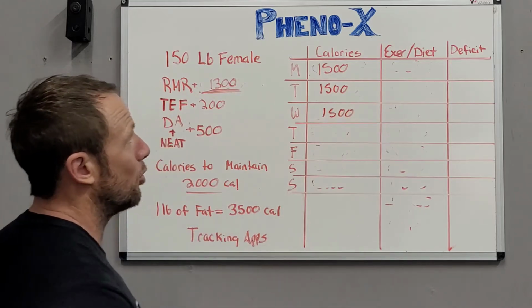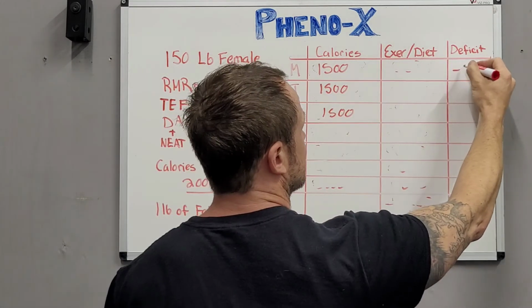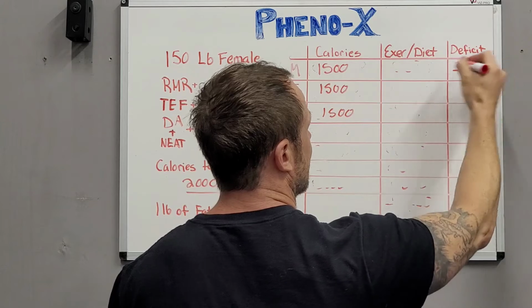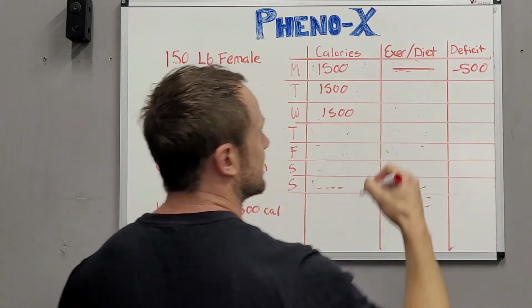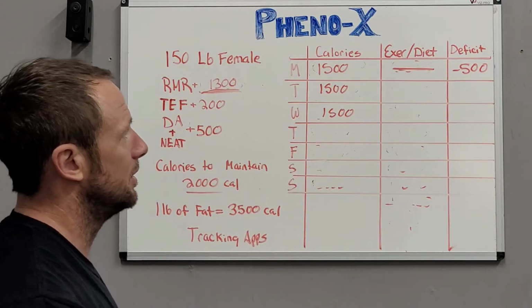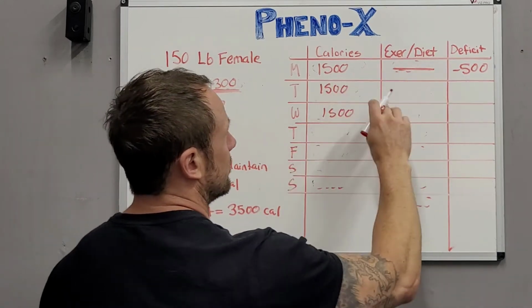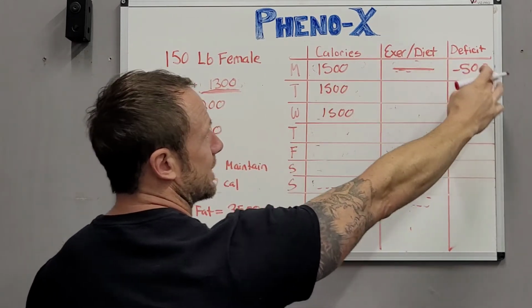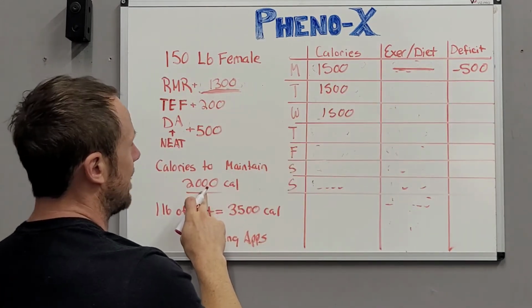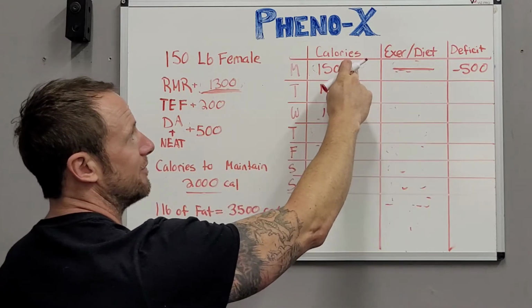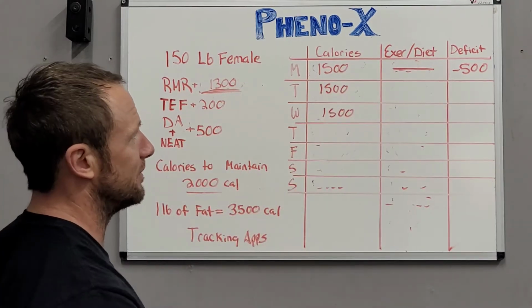I think you guys get the point. That creates a deficit of 500 calories for the day. We did not exercise. Let's say you cannot, for some reason, you still created a deficit of 500 calories because it takes 2,000 calories to maintain, but you only ate 1,500. You're in a calorie deficit.